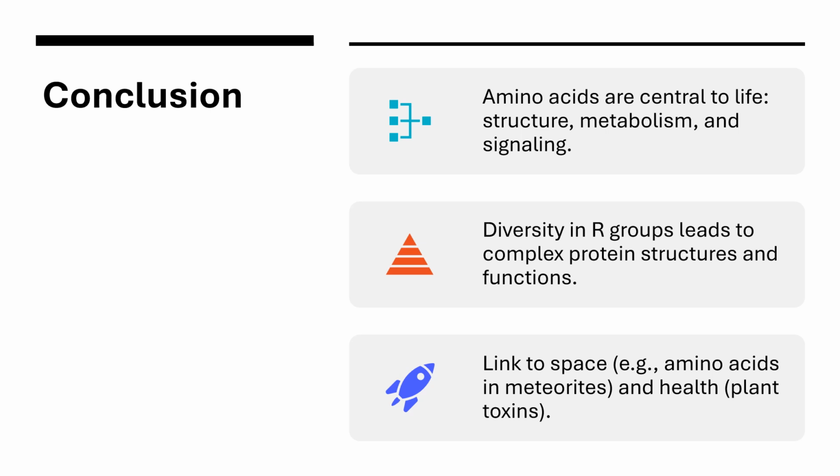They also relate to health. Some plants produce toxic amino acid derivatives, which can affect humans and animals. So understanding the basic concepts of amino acids actually helps us in everything from medicine to space exploration.